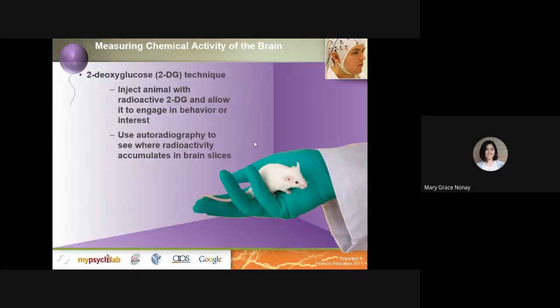So how do we measure chemical activity of the brain? So kanina, we already know na there are certain na ini-inject, no, the person. So here's another example, the 2-deoxyglucose technique. So on the animal, it's injected and it's allowed to engage in a behavior of interest. So it uses autoradiography to see where radioactivity accumulates in brain slices. And we also have cerebral dialysis. So it measures extracellular concentration of specific chemicals in live animals.